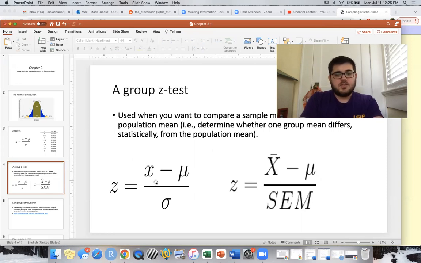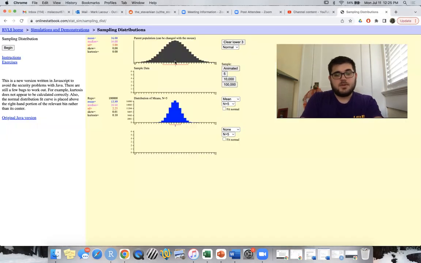One of the major differences is that in the normal distribution with a single z-test, we're asking how many standard deviations away from the mean you are. We're up in this parent population distribution, asking how many standard deviations you are from the mean. Are you one standard deviation above the mean? Half a standard deviation above? One standard deviation below? That's your z-score.